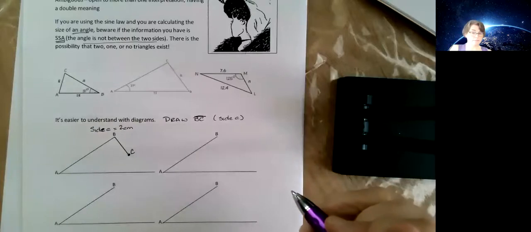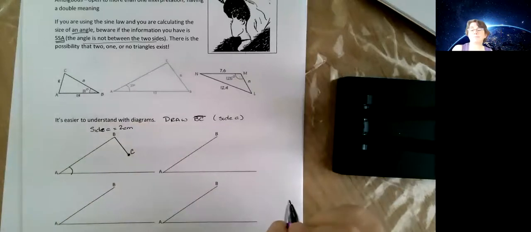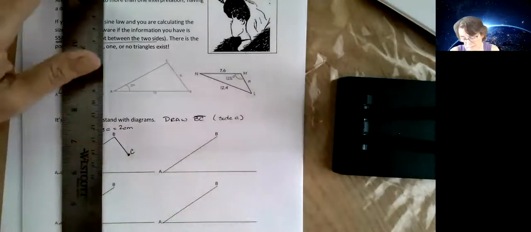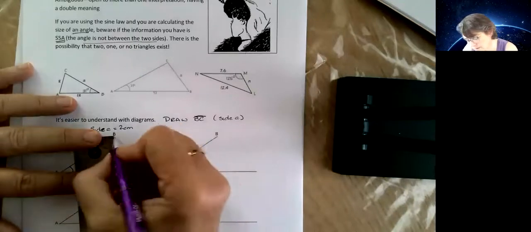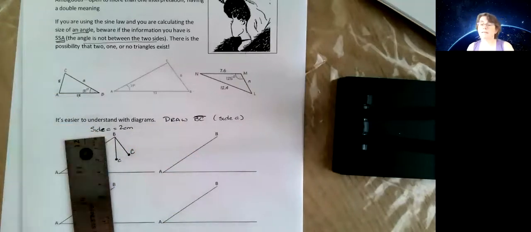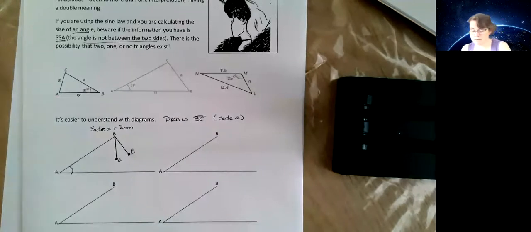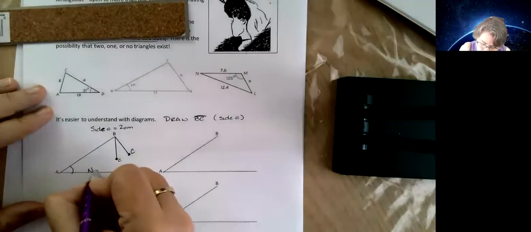Can you see what the problem is? Can you see that there is no way that with this angle and this length, 2 centimeters is going to work? Even if I drew it straight down, doing the best I can here, because that's going to be our best choice, it is not going to reach the other side. So here's an example where A is too short: no triangles.